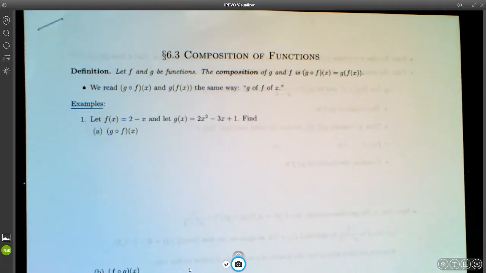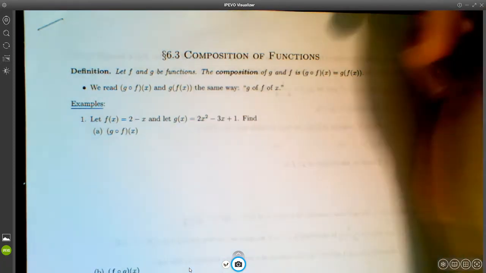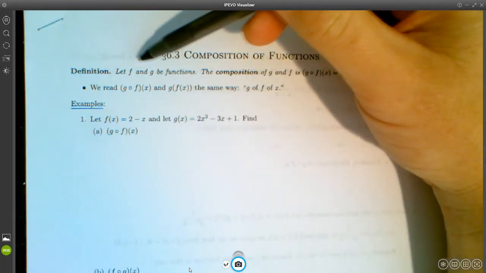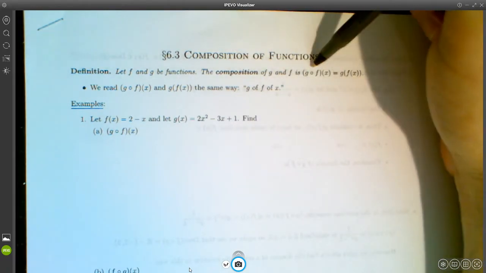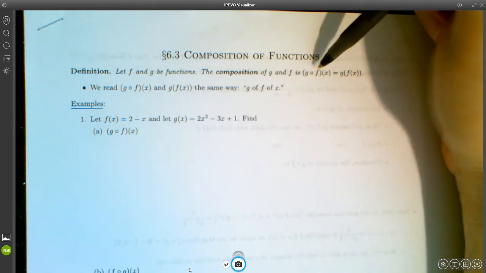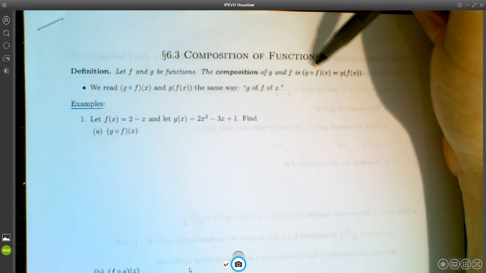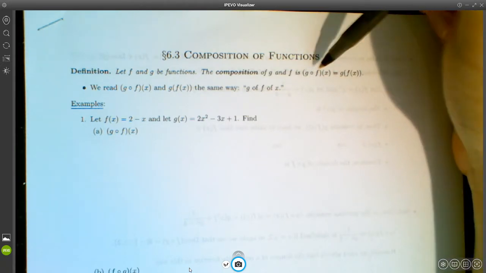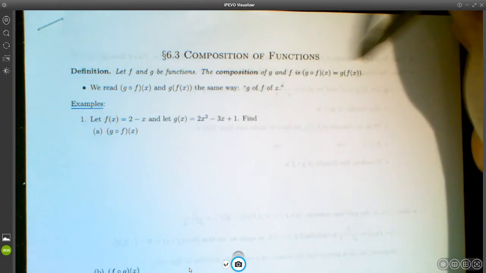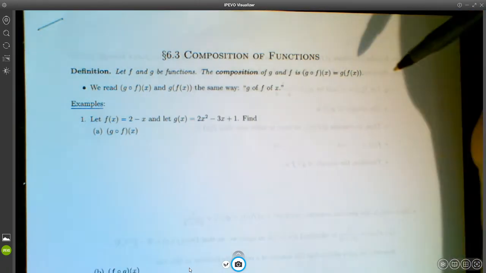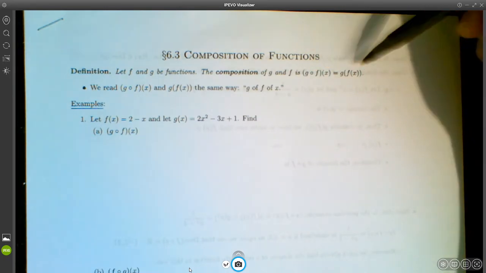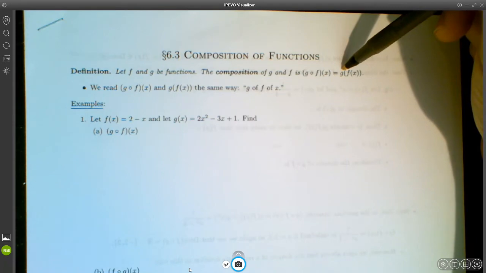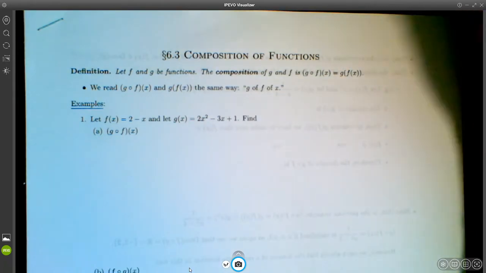All right, let's talk about 6.3, which is about composition of functions. So let's say that f and g are functions. The composition of g and f is denoted this way, with a little open circle between the g and the f. We read this "g of f" or "g composed with f." I would read g of f of x the same way. That's what the composition means: we're going to plug f of x into g. Okay? Let me give you some examples.